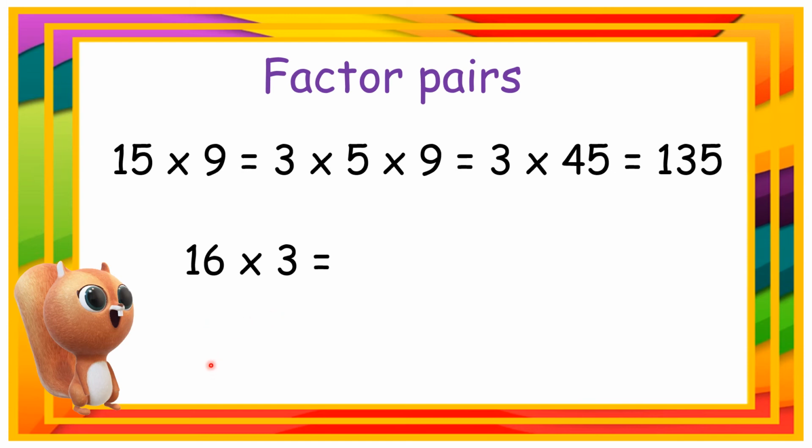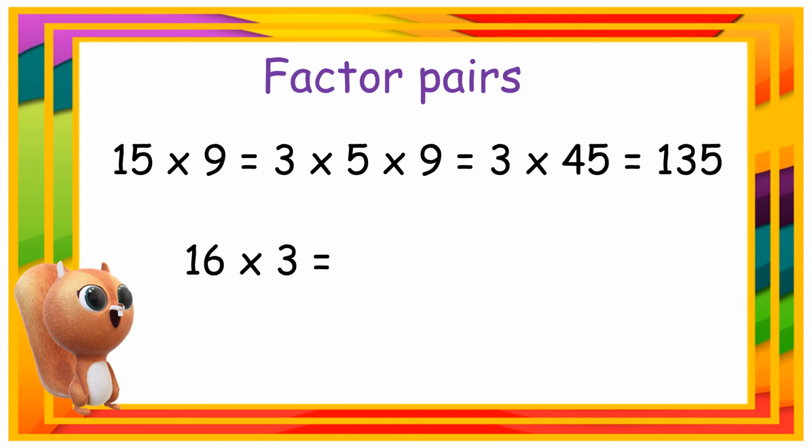Here is an example for you to have a go. Pause the video and have a go. 16 multiply 3. Remember, first of all, to think about 2 factor pairs you could multiply to make 16. Pause the video and have a go.